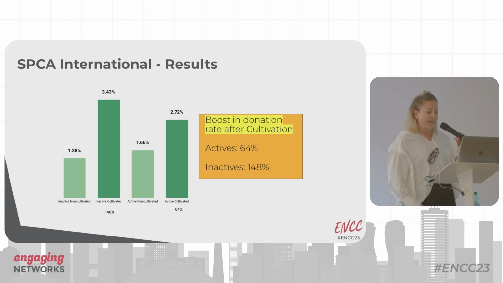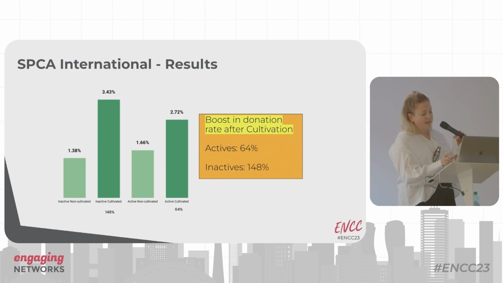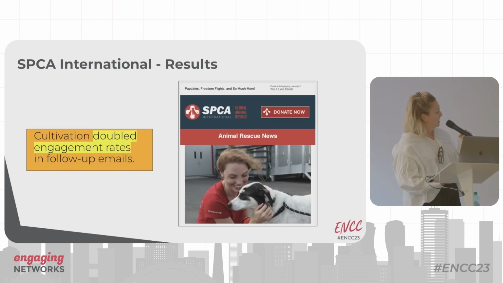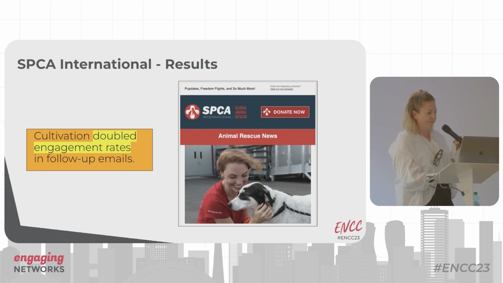So there's some real learning here that the boost in donation rate after cultivation was extremely high with those inactive cohorts. So over 148% and 64% with actives here. You can see the different inactive, non-cultivated, inactive, cultivated. And then they were measuring their engagement rates and follow-up emails, and they doubled after cultivation as well. So the principle here is obviously this drip feed engagement, continuous engagement that's running alongside all other programs.